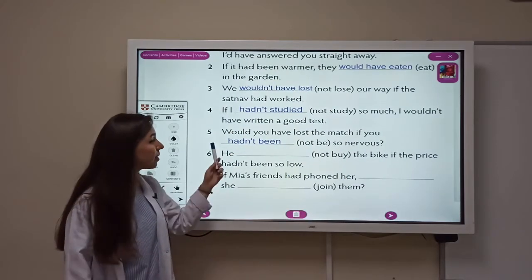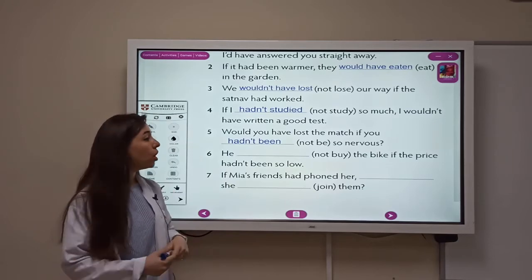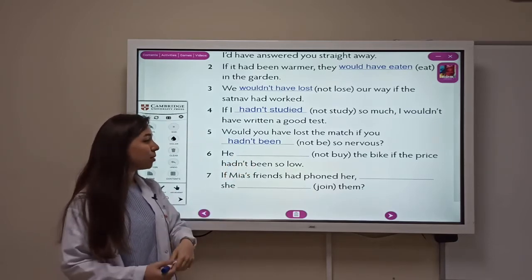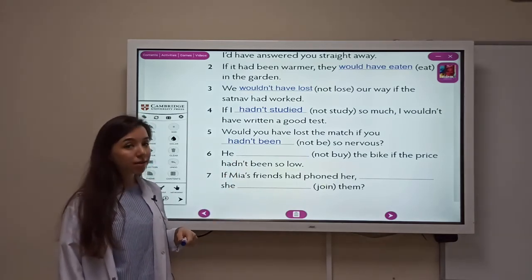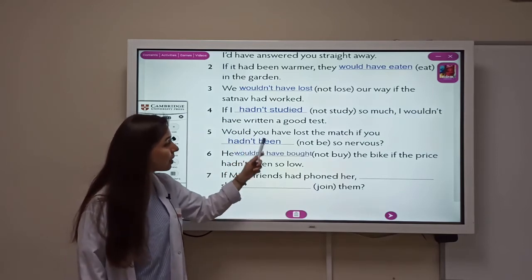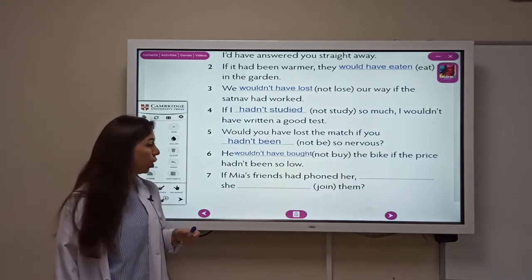And number 6, the bike, if the price hadn't been so low. So here the if clause is written, the price hadn't been so low, so we need to write here would plus have plus our verb, the past participle form of the verb. He wouldn't have bought the bike if the price hadn't been so low.